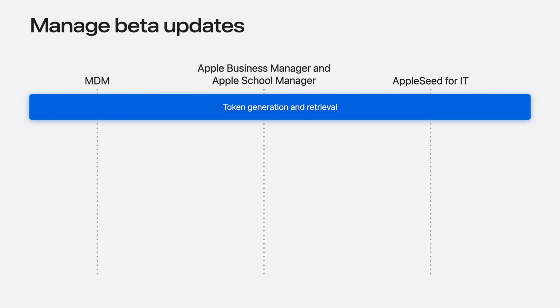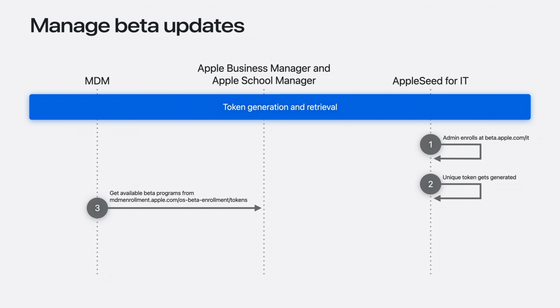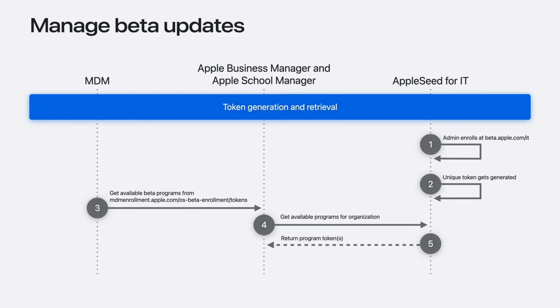Let's take a look at how a token is generated and retrieved. First, a user with the role of administrator in Apple School Manager or Apple Business Manager enrolls at beta.apple.com/IT. Next, a unique token is generated for that organization and seeding period. To retrieve the tokens, the MDM checks the OS Beta Enrollment Tokens endpoint to discover available programs. Similar to other service endpoints, MDM solutions must authenticate using OAuth. And finally, the program tokens are returned to Apple Business Manager and Apple School Manager, and then to the MDM.